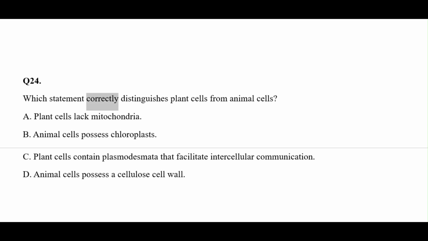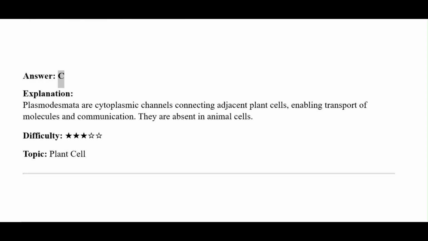Q24. Which statement correctly distinguishes plant cells from animal cells? A. Plant cells lack mitochondria. B. Animal cells possess chloroplasts. C. Plant cells contain plasmodesmata that facilitate intercellular communication. D. Animal cells possess a cellulose cell wall. Answer, C. Explanation. Plasmodesmata are cytoplasmic channels connecting adjacent plant cells, enabling transport of molecules and communication. They are absent in animal cells. Difficulty. Topic: Plant cell.